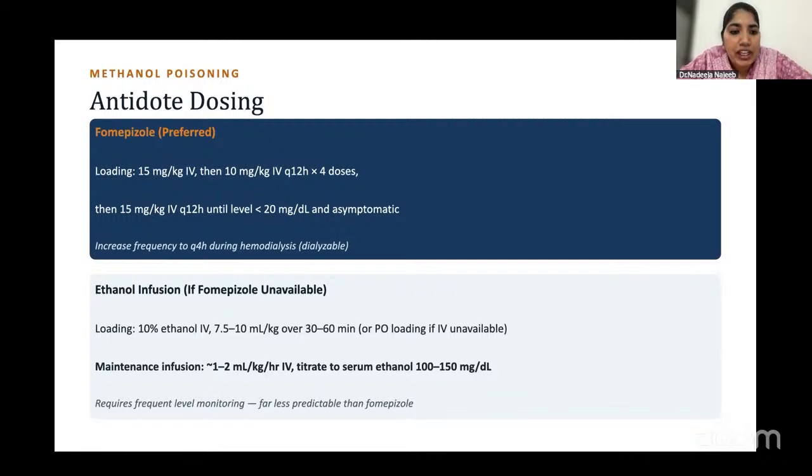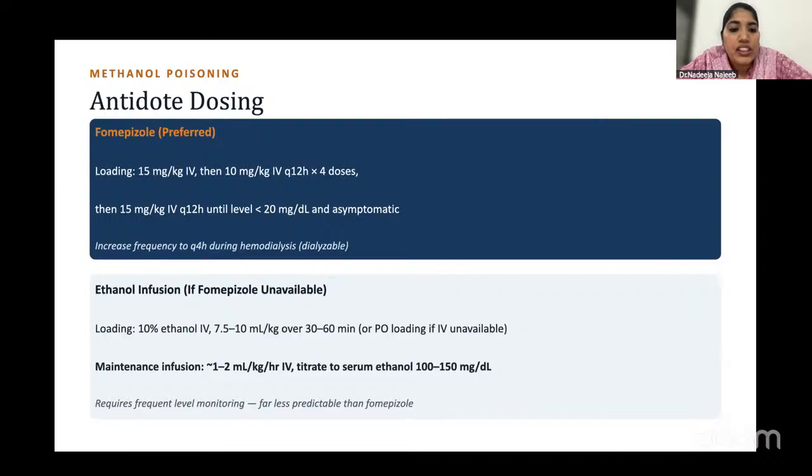So the antidote that is available in most of the hospitals in India is ethanol, that is 10% ethanol. We do not have 10% ethanol directly. We have 100% absolute alcohol. You dilute it with normal saline or 5% dextrose and make it 10%.